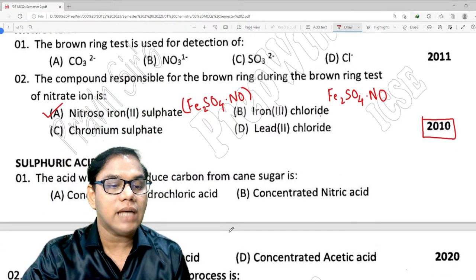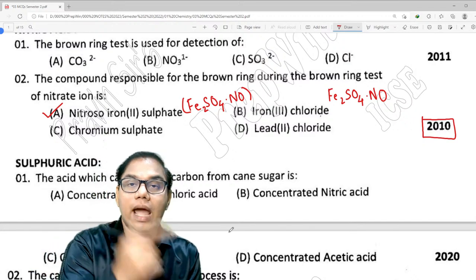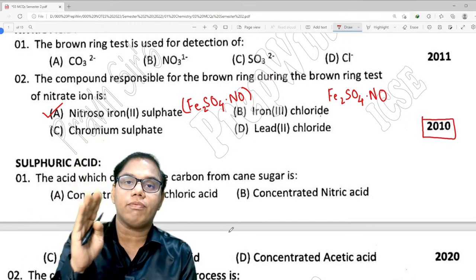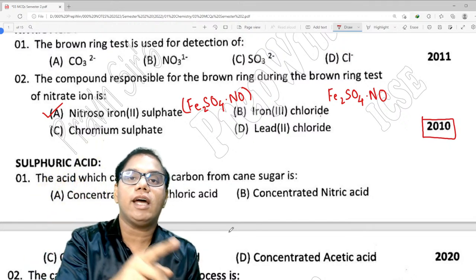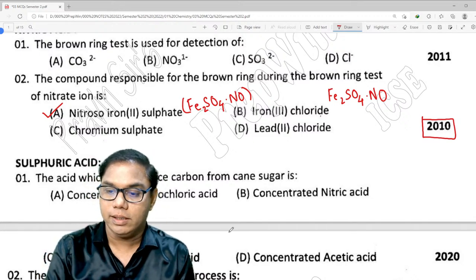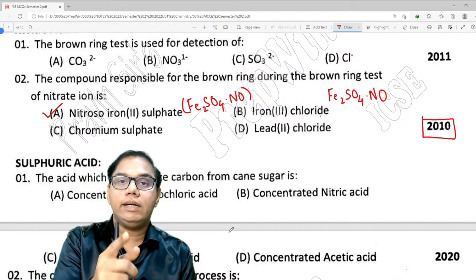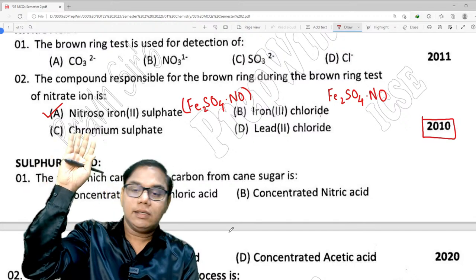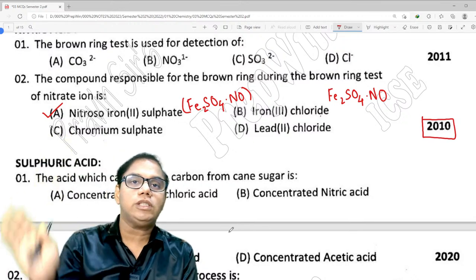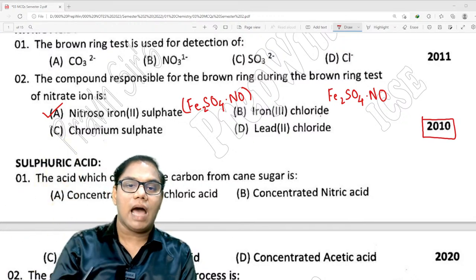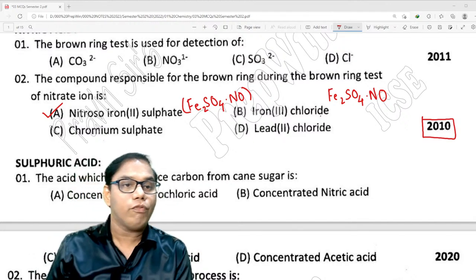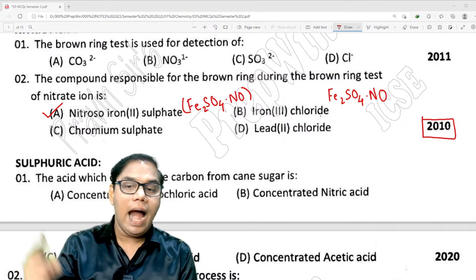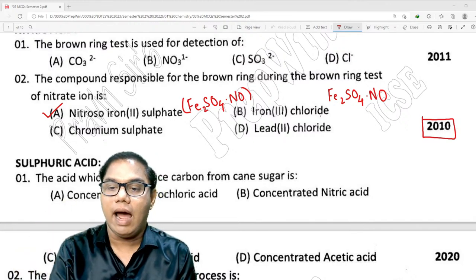Now tell me, sulfuric acid, how many of you, just raise your hand through the means of emoji. A little while ago I did a live streaming for the observation class. How many of you were present? Use the raised hand emoji in the chat box. I want to know how many of you were present for that class.